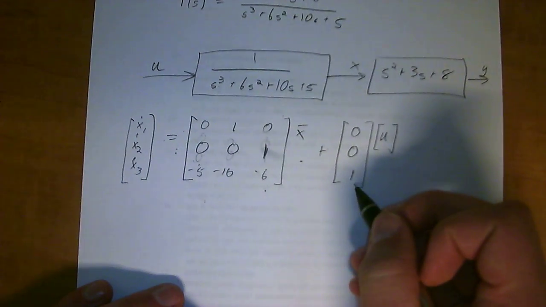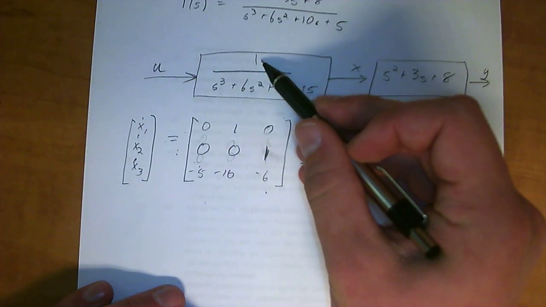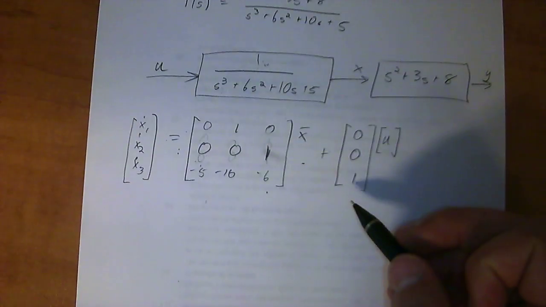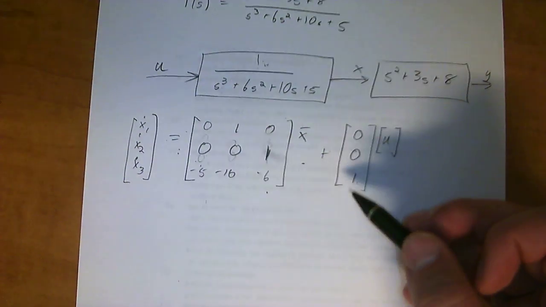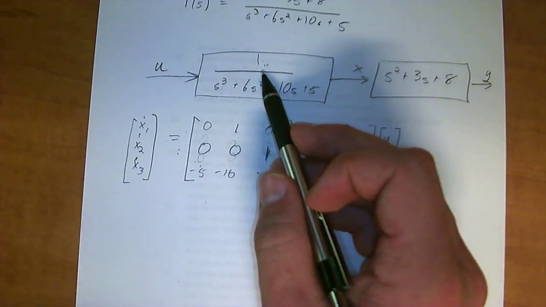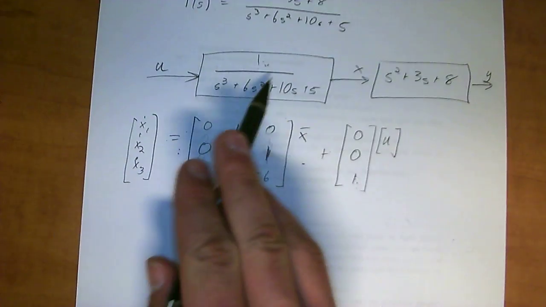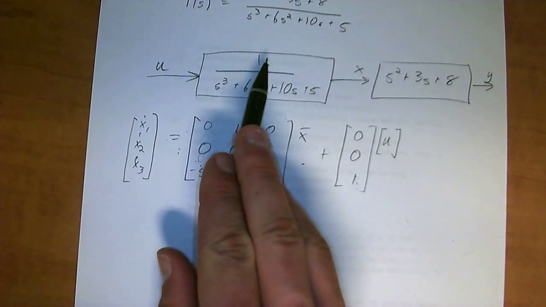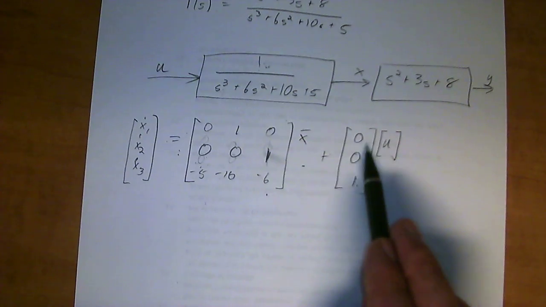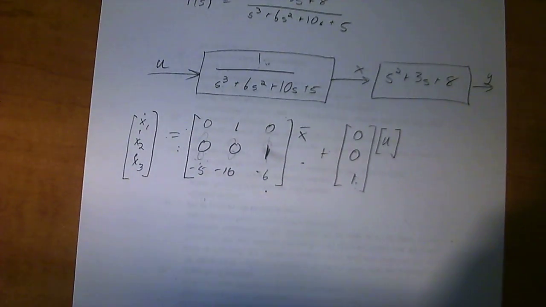times u, which is found by the numerator of this box, which is 1, and it's in the last column there because that's just the way it goes. This value right here will always be the upper value of this fraction. If this was like 30 or something, then this would be 30. And these two are always left at 0. Basically, that's pretty much the rule.